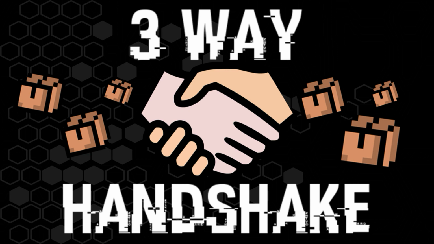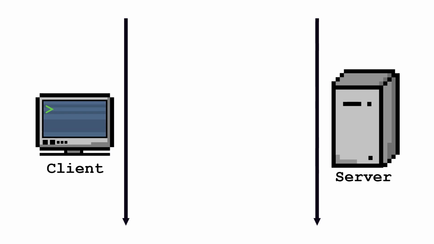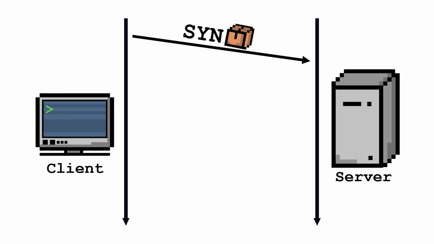A connection-oriented protocol such as TCP is required for establishing a connection from a client to a server. The so-called three-way handshake consists of the following steps. The client that wants to connect to the server sends a SYN packet. This expresses the client's wish to connect to the server.